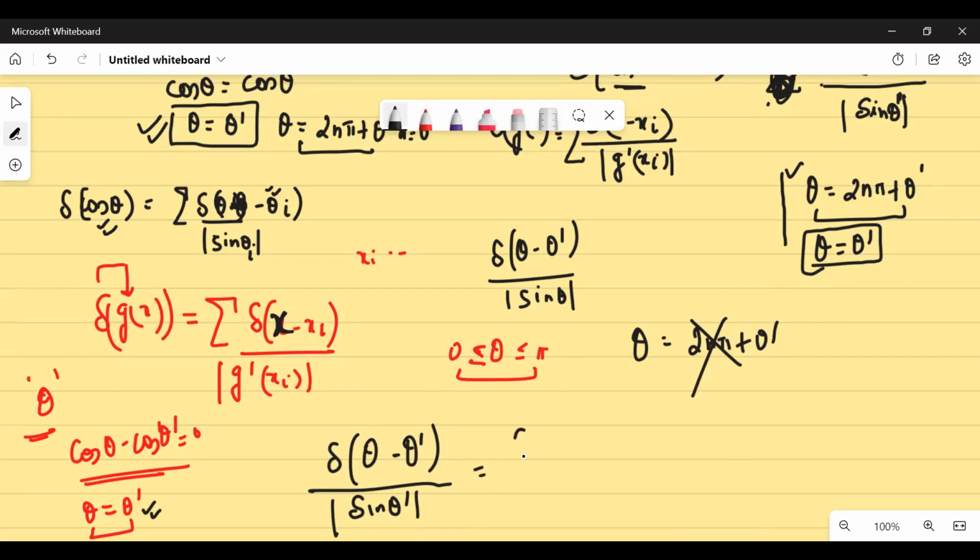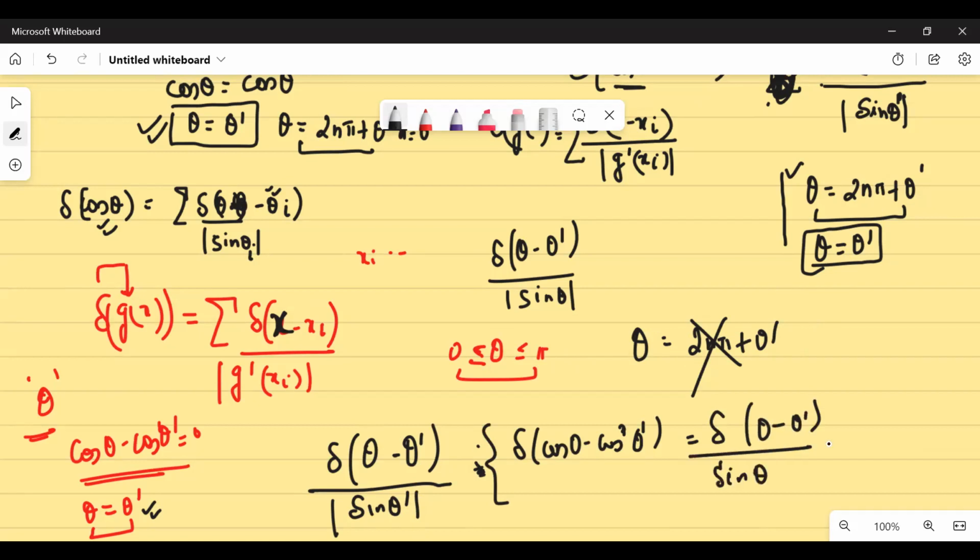So this Dirac of cos theta minus cos theta dash is equal to Dirac of theta minus theta dash divided by modulus of sine theta. And whether you write modulus of sine theta or not, it is fine because sine theta is positive for all values of theta in the first and second quadrant. So modulus means the same thing. So eventually you will get this kind of thing.